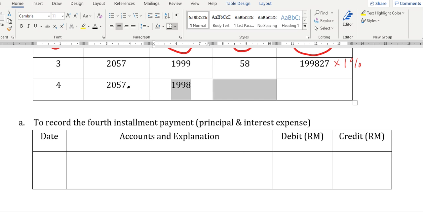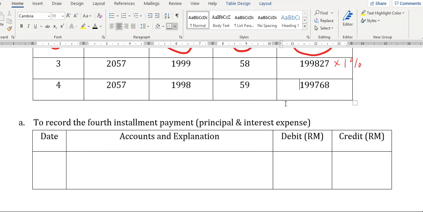So that amount is actually the interest for the fourth month. So you are paying 2,057, but the interest is 1,998. So 2,057 minus 1,998 means the principal that you are paying during the fourth month is actually 59 ringgit. So that leaves you the balance of 199,768 until you made the fourth installment. Okay, so this is how you show the calculation in your mortgage table.